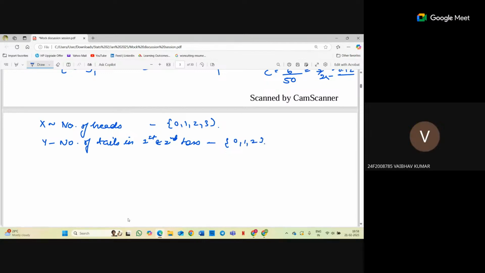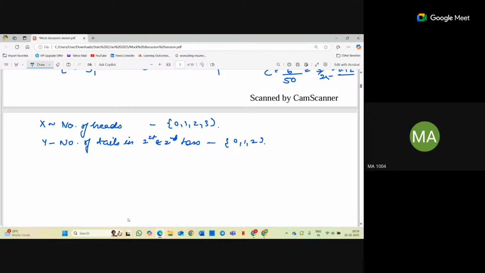Ma'am, I have a question. Why will we take 0? Why can't we take 1? 0 is the case when we don't have any heads, like all are tails in the first two tosses. Yes, ma'am. Okay, so basically, if we are tossing it 3 times, right?